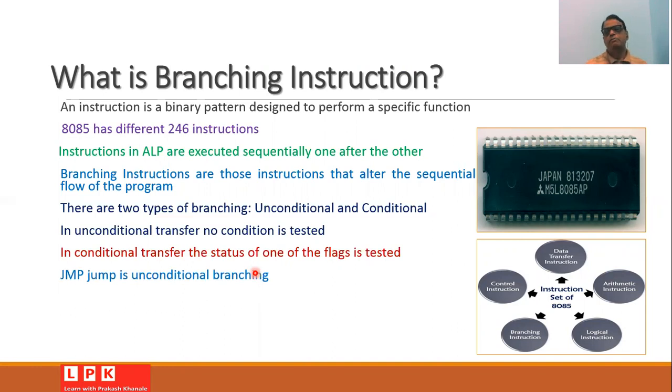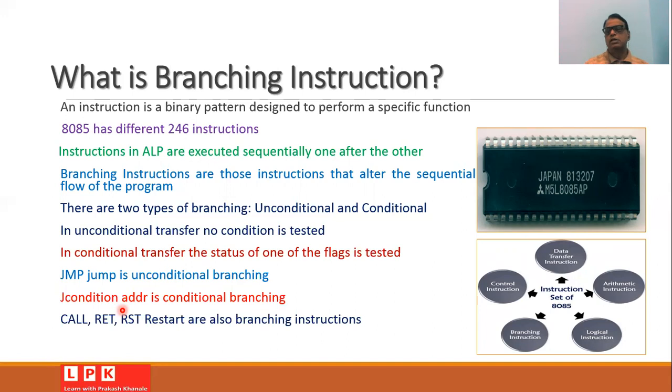There are different branching instructions. For example, we have an instruction called jump, JMP, and this is an unconditional branching instruction. Whenever we want to achieve conditional branching, there is an instruction called J condition followed by address. Here we check for the condition, and based upon the value of the condition, the branching will take place.